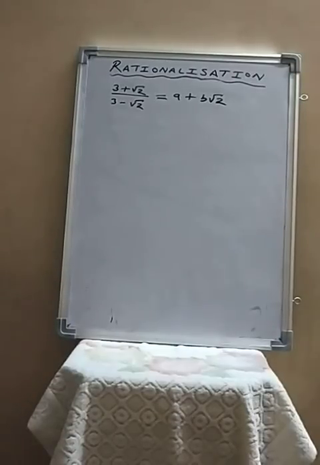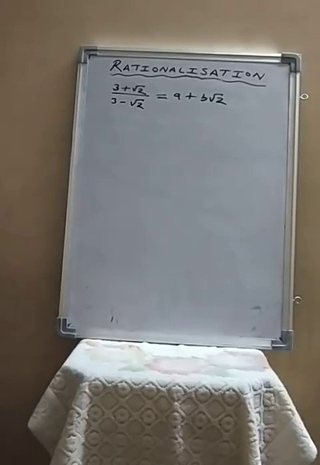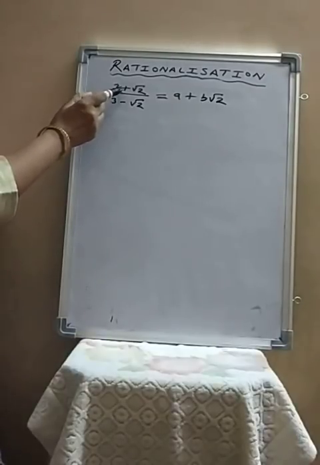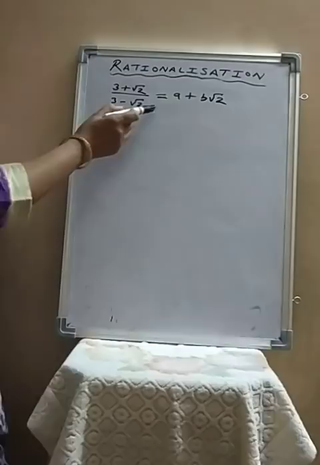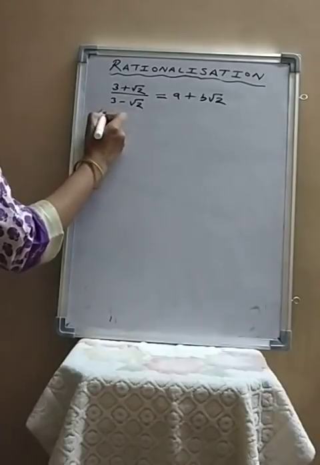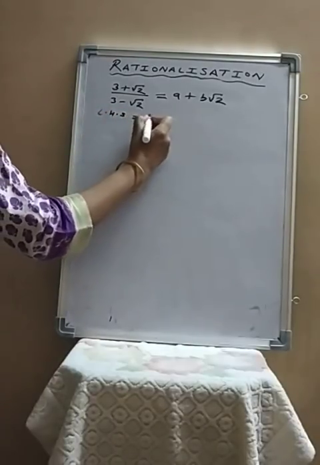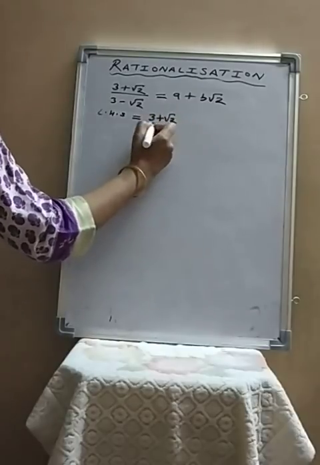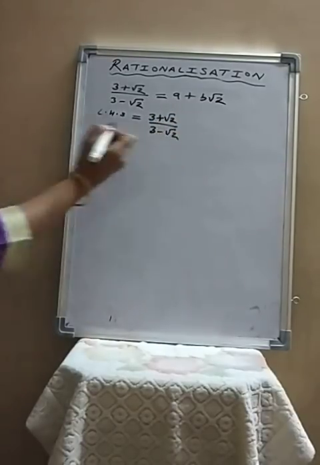As I told you that rationalization is a very important topic, children. So it has many applications. So one of the types of questions is this, in which we are given that 3 plus root 2 upon 3 minus root 2 is equal to a plus b root 2, and the question is to find the values of a and b. For this question also, we have to rationalize the left hand side of this equation. So let us rationalize the LHS, which is 3 plus root 2 upon 3 minus root 2.